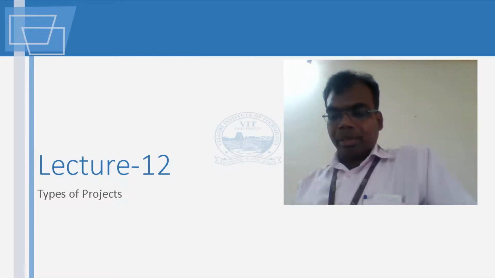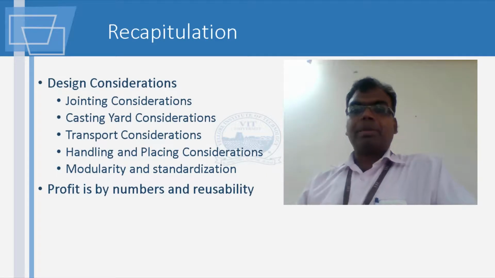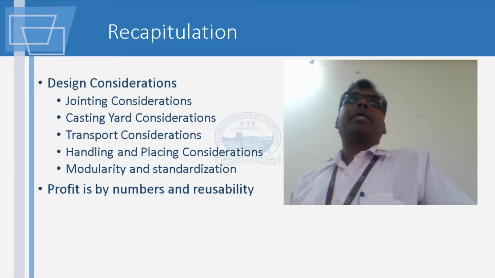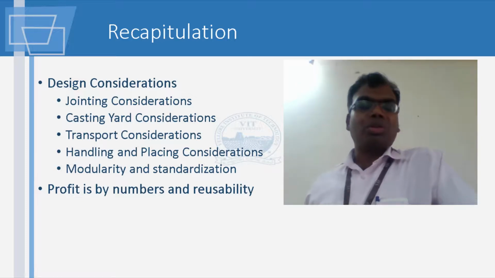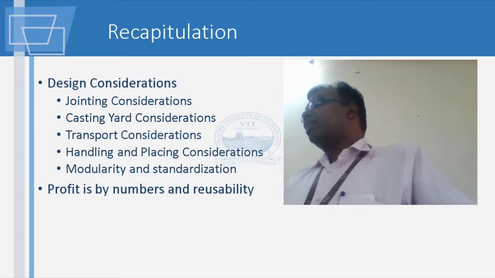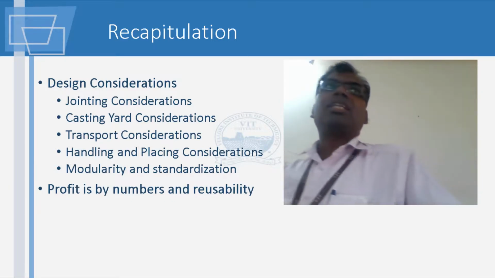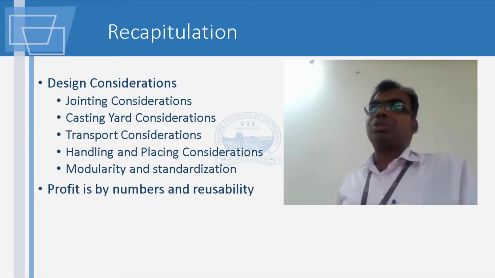The types of projects which are amenable for precasting are the ones which are repeatable. Before we go into that, I just want to go very quickly into some of the points which we are very familiar with. Last class we were looking at some of the design considerations. If you are going to design a precast or prefabricated unit, these are the points which you will be looking at.